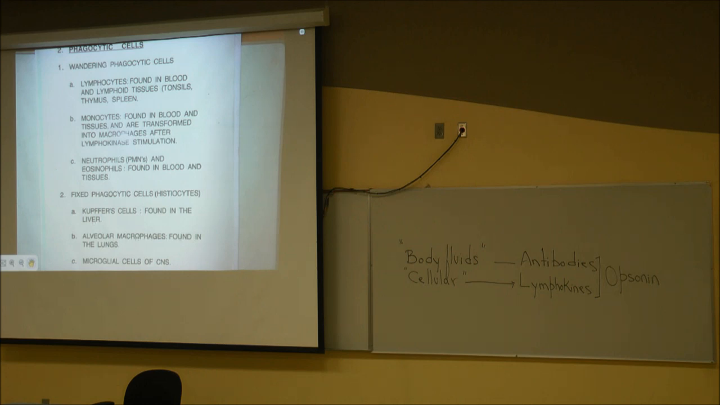Alveolar macrophages keep your lungs clean. And microglial cells are found in your central nervous system, CNS. So these are the three fixed phagocytic cells that you just need to memorize. Now let's look at the process of phagocytosis.